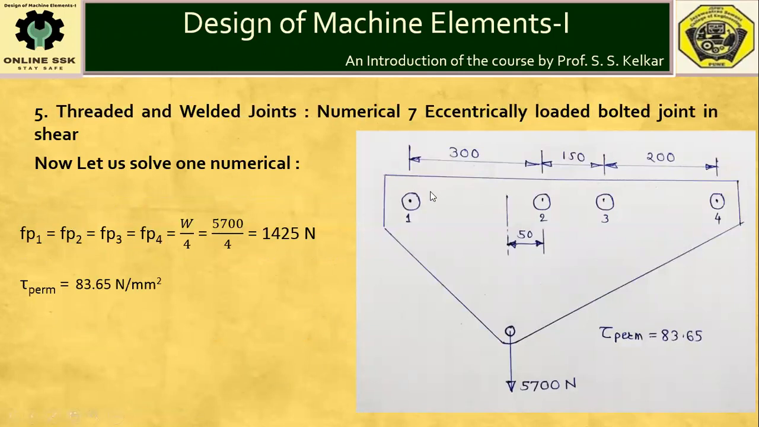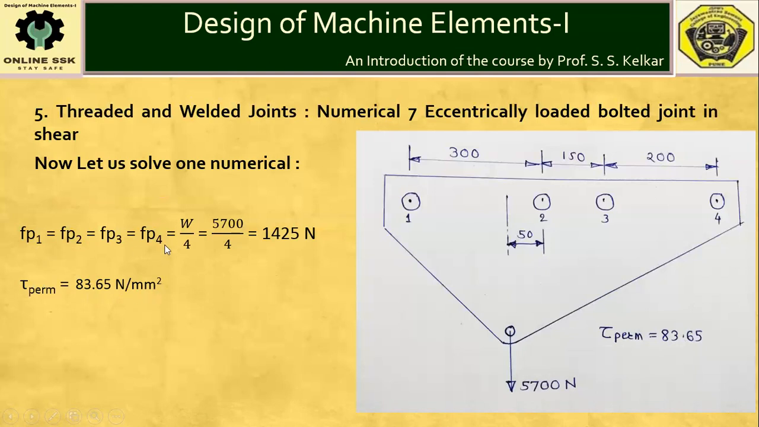Let us solve one numerical. Herein, one plate or one bracket is attached to the support using four identical bolts. In this particular case, the value of tau permissible is directly specified. Generally, tau permissible is calculated as SSY upon factor of safety, where SSY is given by 0.5 times SYT. But here, they have directly specified the value of tau permissible, which is required later on.